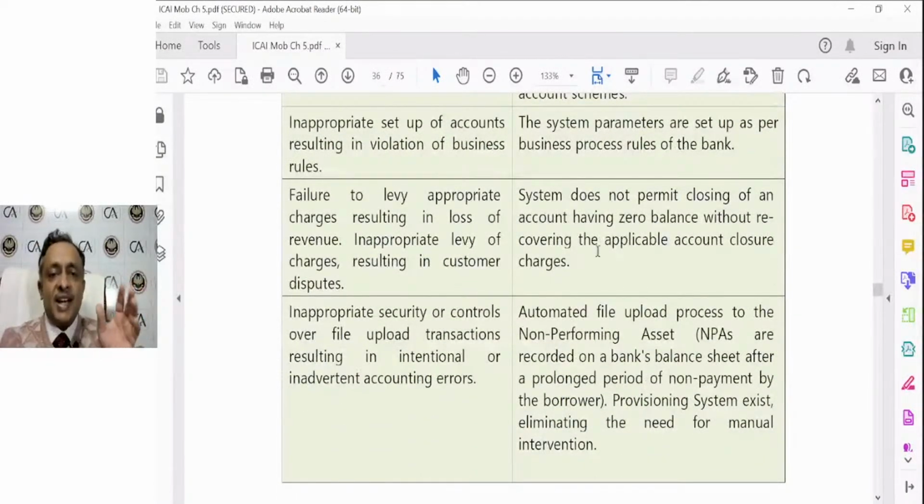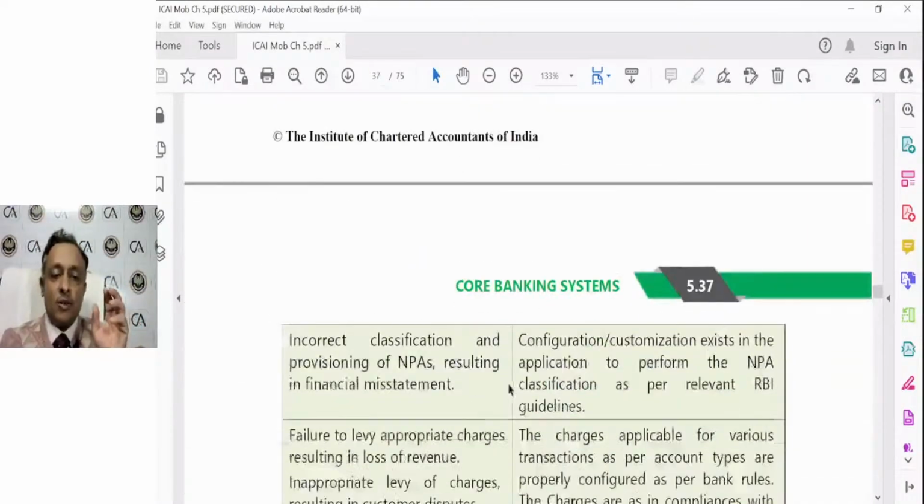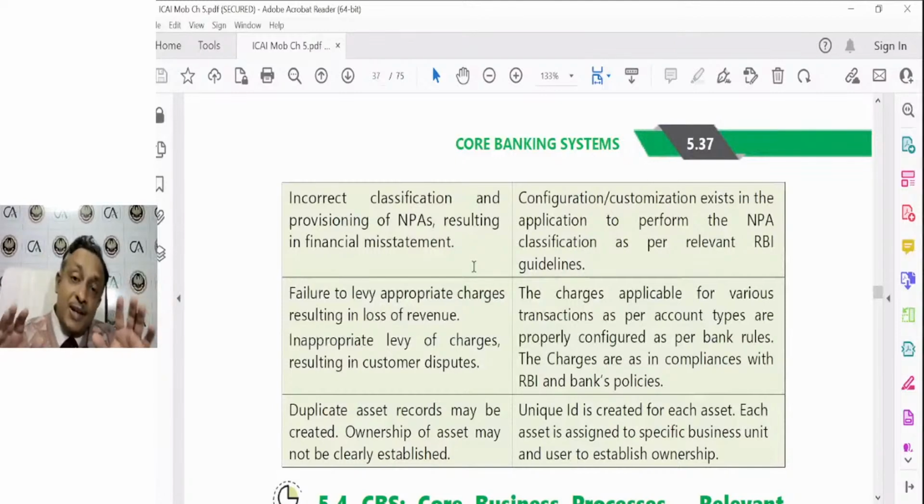Then failure to levy charges, revenue loss, inappropriate security control over the system that may lead to improper classification. So these things have to be kept under control. Incorrect classifications and provisions of NPA. This is very, very critical. Each line I can discuss for half an hour like that.